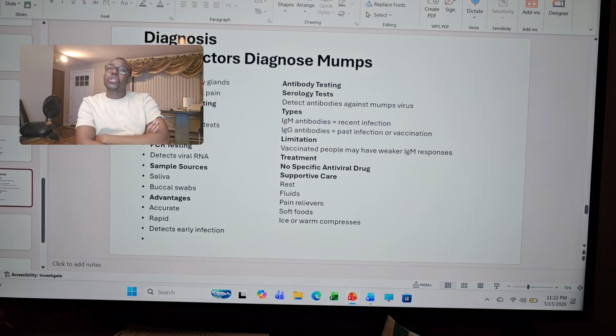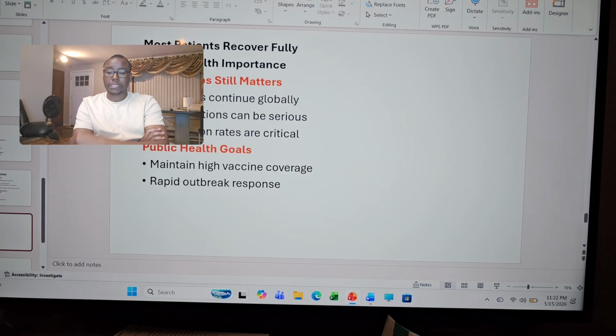Treatment: there is no specific antiviral drug. Supportive care: rest, fluids, pain relief, soft food, ice and warm compresses. Most patients recover fully.